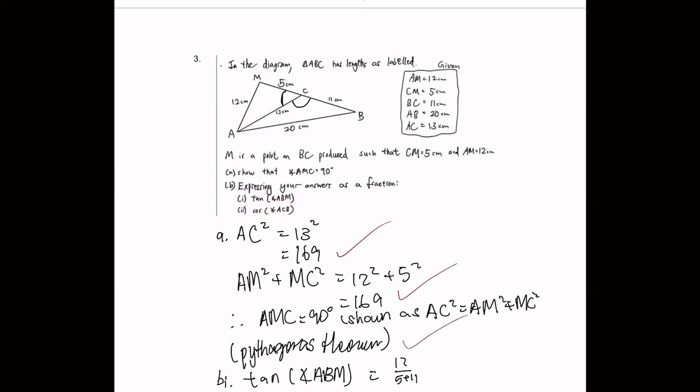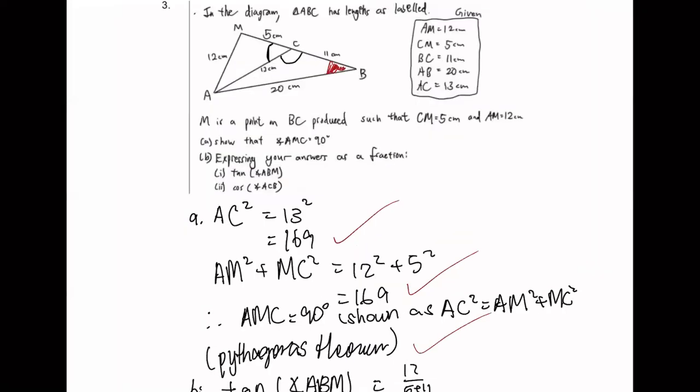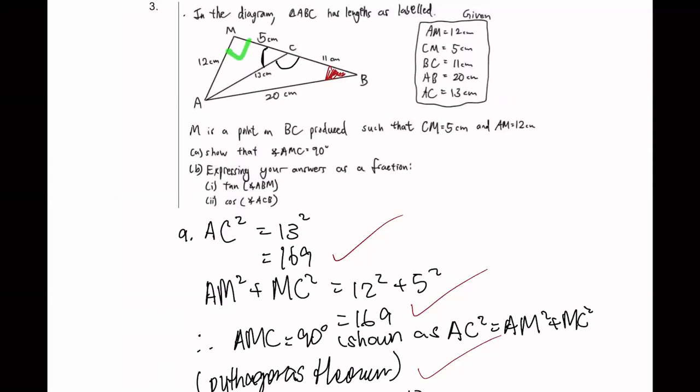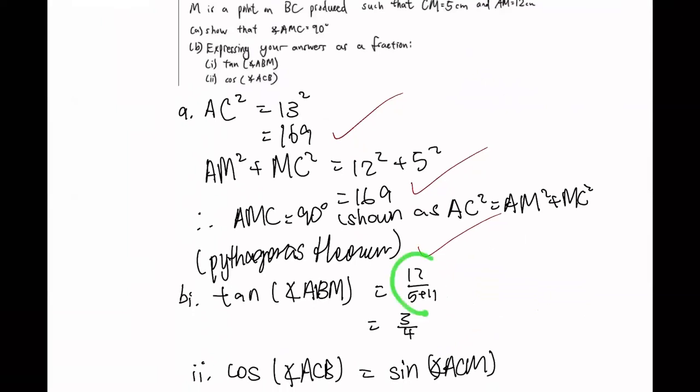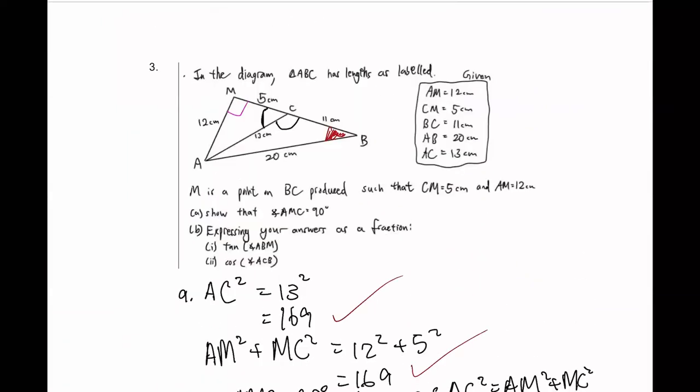Part B, express your answer as a fraction, tangent of angle ABM. So basically this angle here, you want to find the tangent. And we also figured out this is 90 degrees. Tangent means what? Opposite over adjacent, right? So it's just 12 over 5 plus 11, 12 over 16. Did you get that? Very good. Then simplify to 3/4.